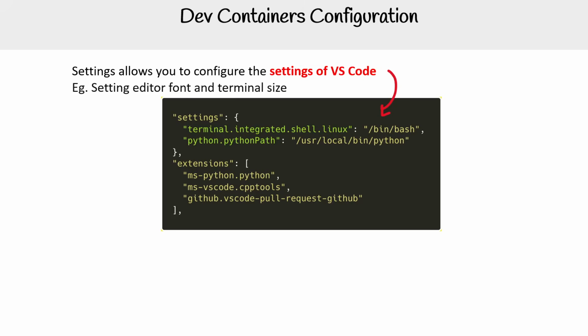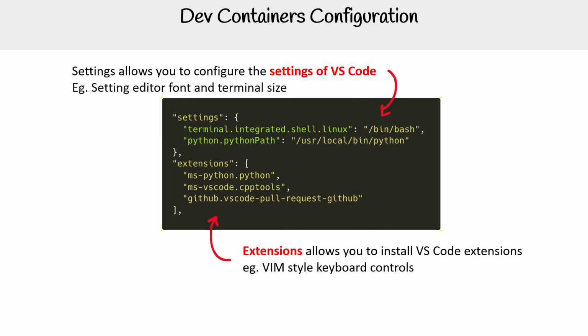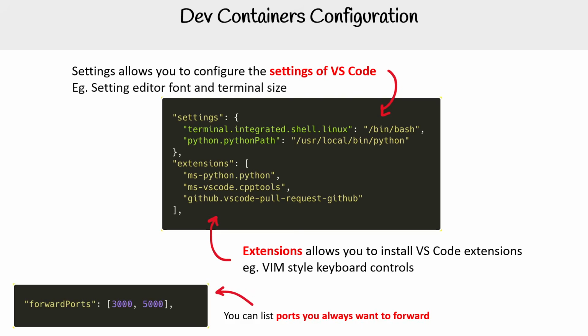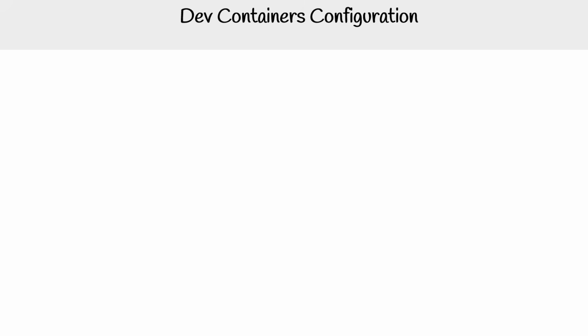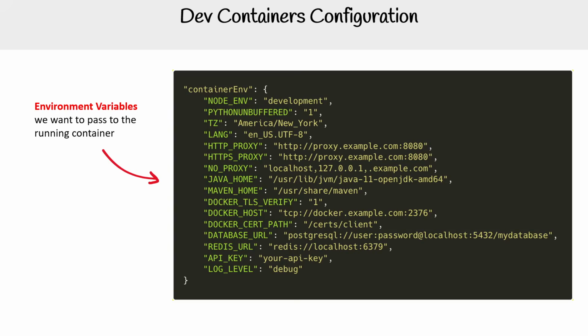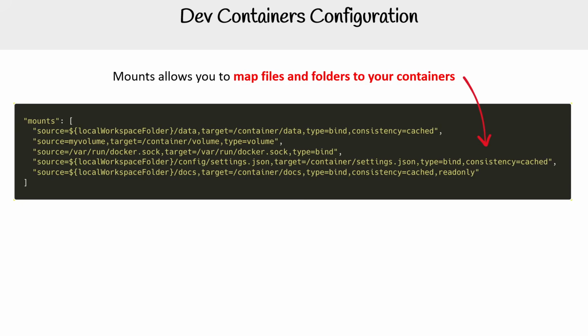Settings allow you to configure the settings of VS Code. So that is a block that you can put in there. And you can see we also have one for extensions, so it knows what to install next time. We can tell what ports to always forward, which is really useful if you're running web servers. We can pass command flags to Docker run with the run args. So that's something that might be useful for you. If you need to pass environment variables, you set that in the container env. You can mount a bunch of locations and then map the files and folders.